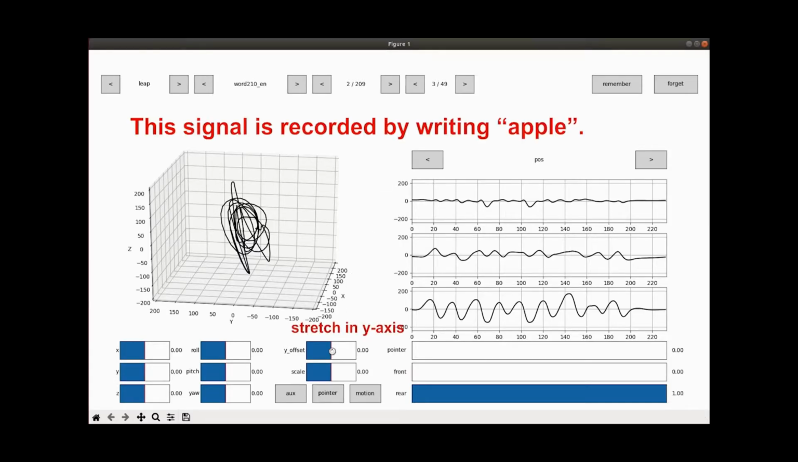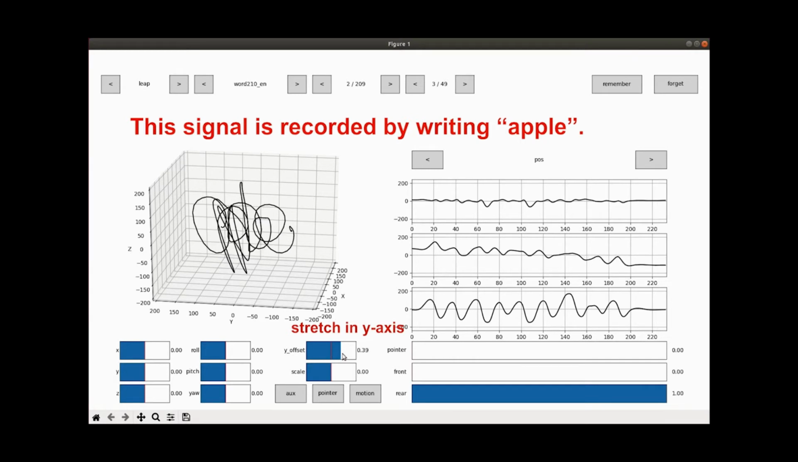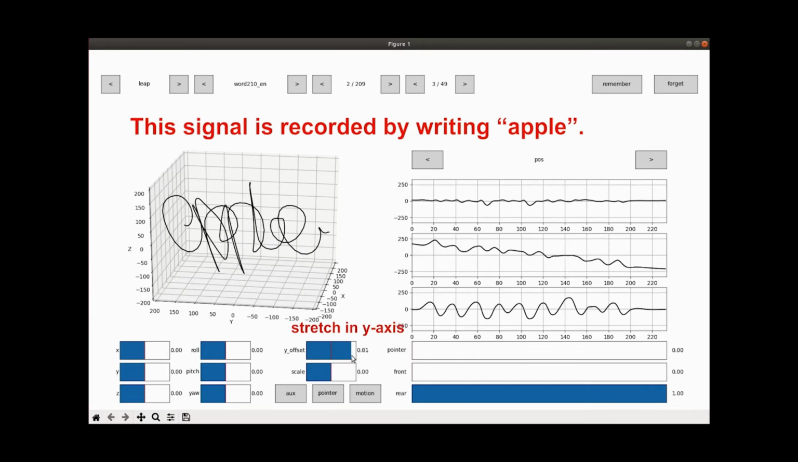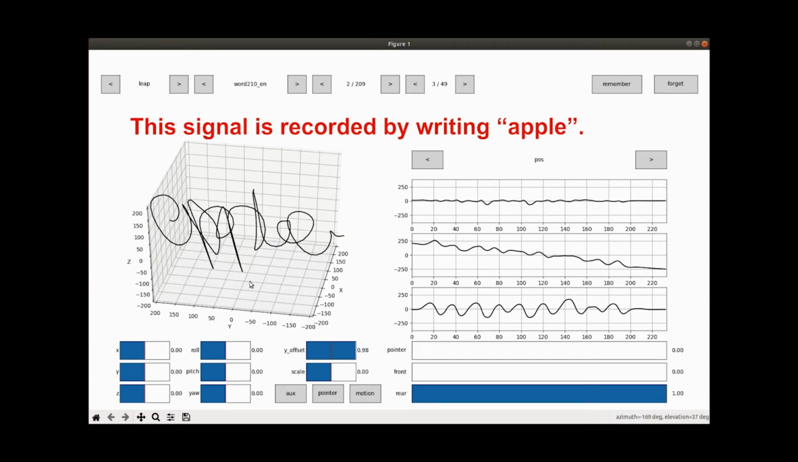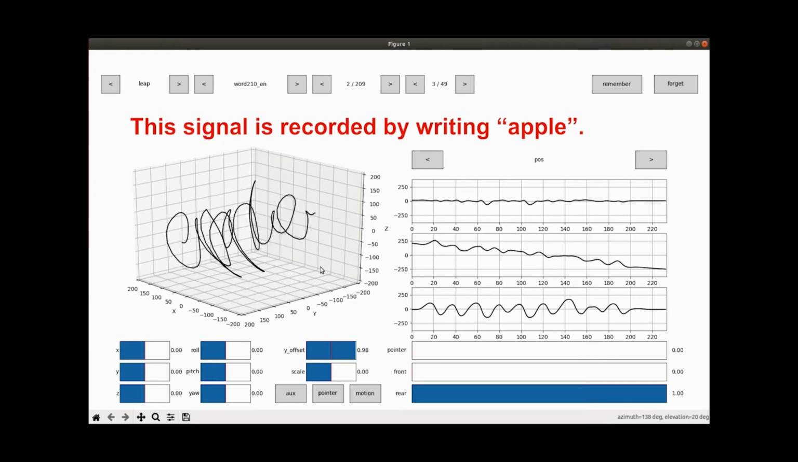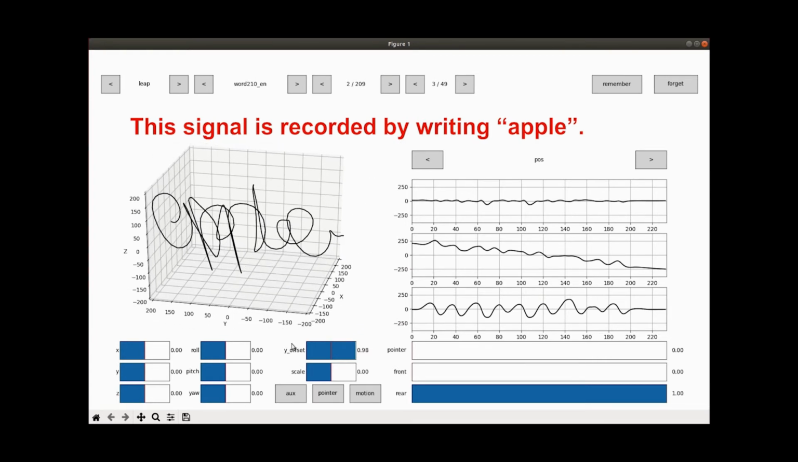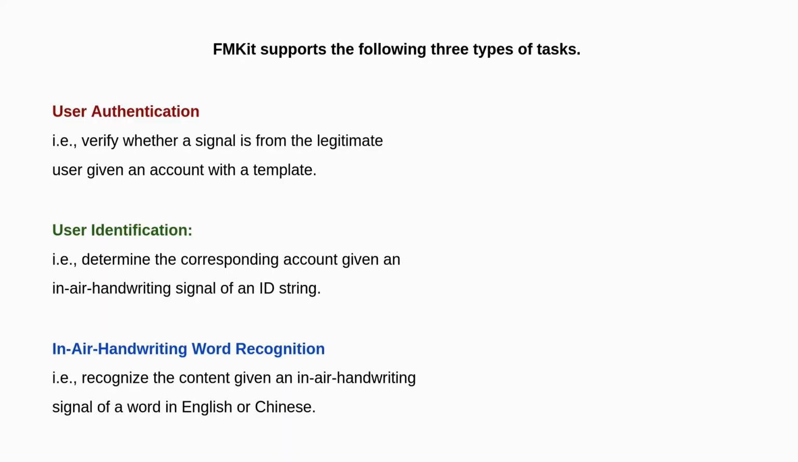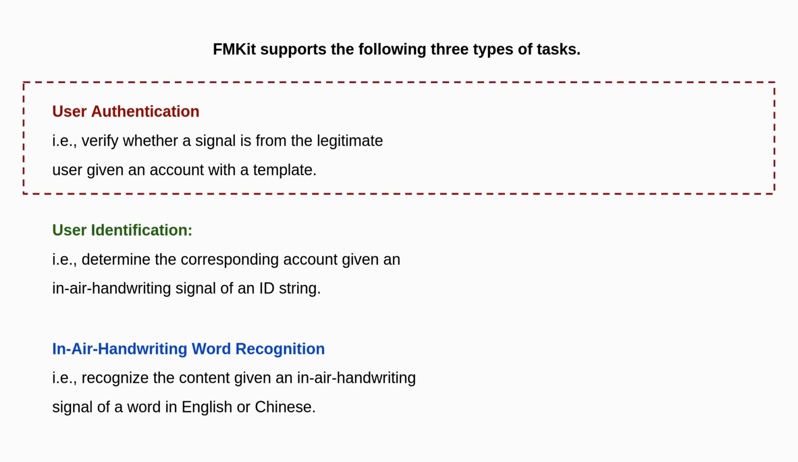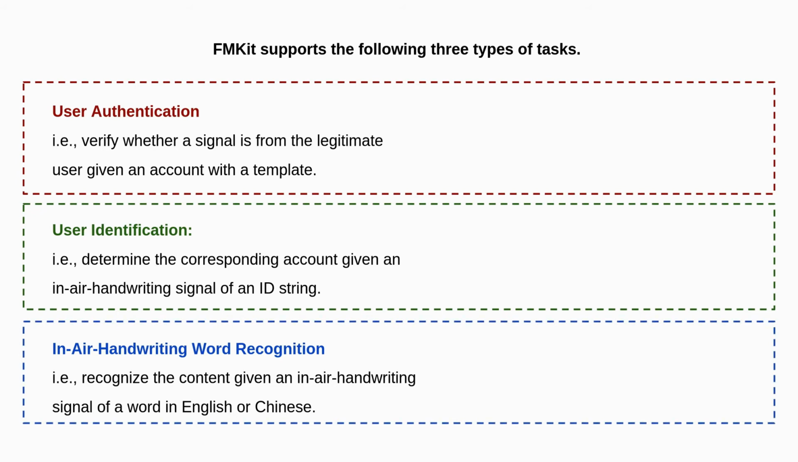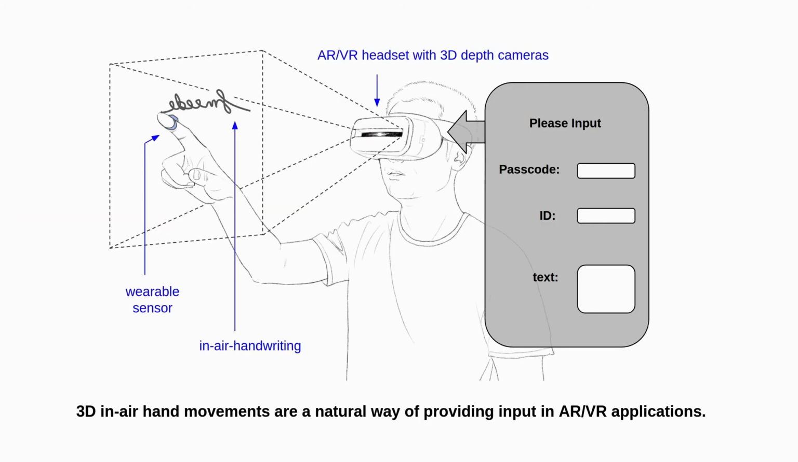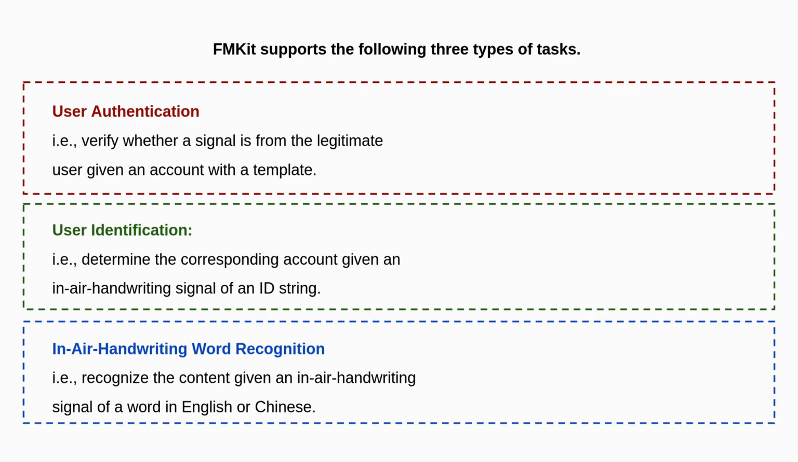FMKit also provides an open-source library and open-source tools written in Python to process and visualize in-air handwriting signals. Currently, FMKit can support the following 3 types of tasks: user authentication, user identification, and in-air handwriting word recognition, which correspond to the 3 types of input information in this scenario. We also provide the baseline performances for the 3 tasks.